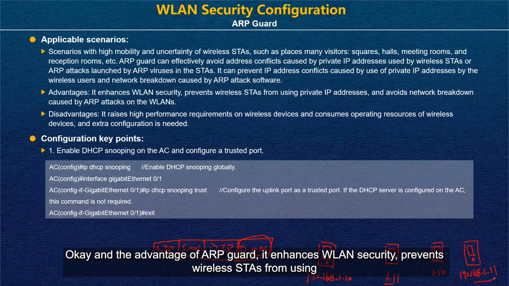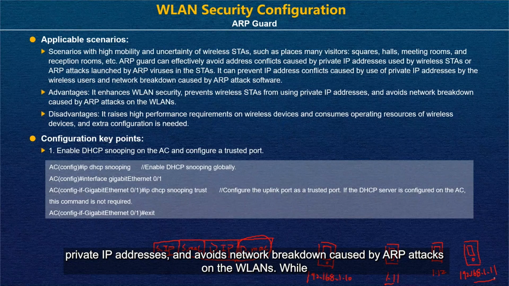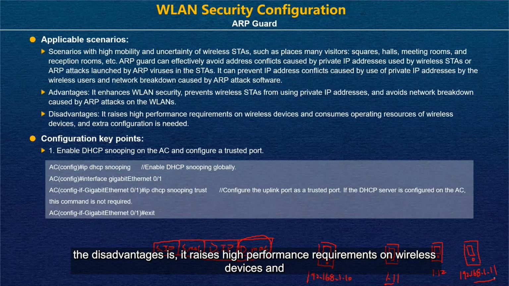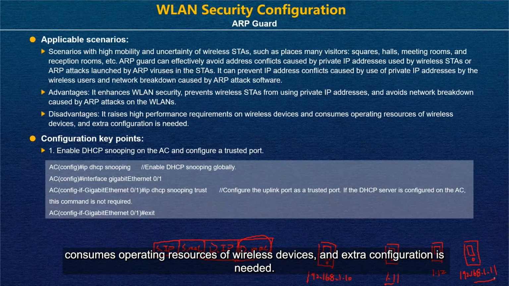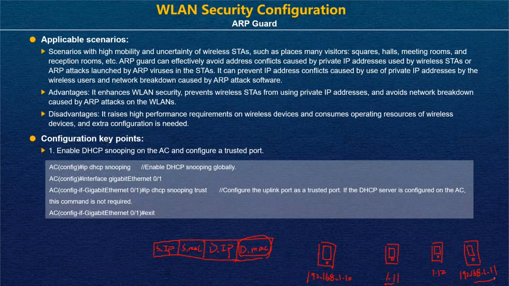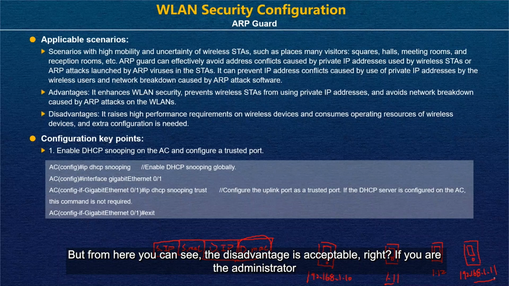Okay, and the advantage of ARP Guard is that it enhances WLAN security, prevents wireless STAs from using private IP addresses, and avoids network breakdown caused by ARP attacks on the WLANs. While the disadvantage is that it raises high performance requirements of wireless devices and consumes operation resources of wireless devices, and extra configuration is needed. But from here, you can see the disadvantage is acceptable.